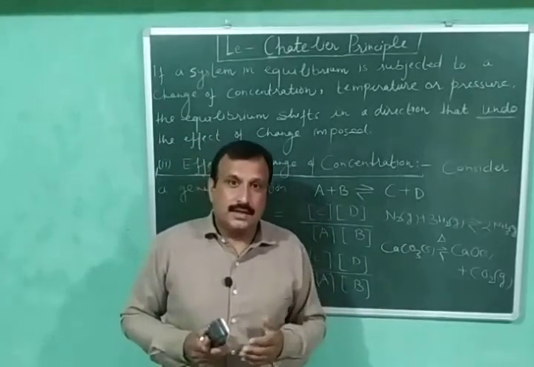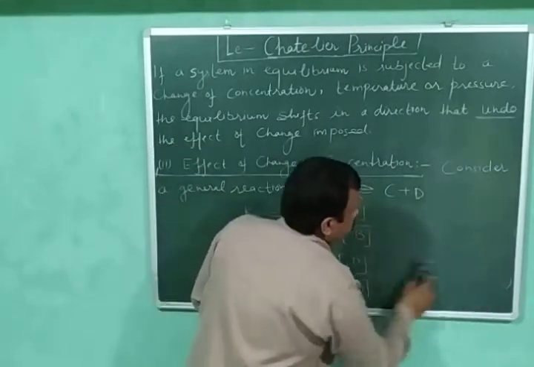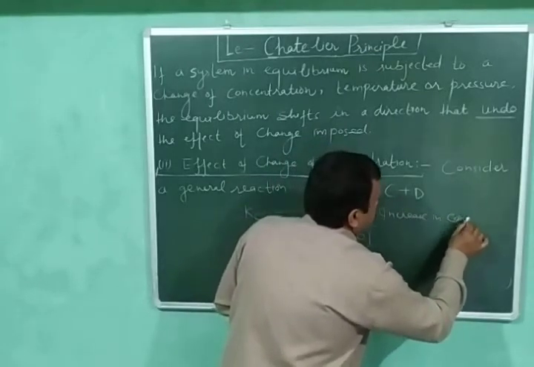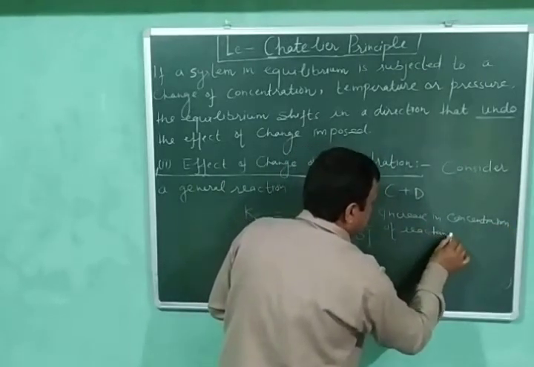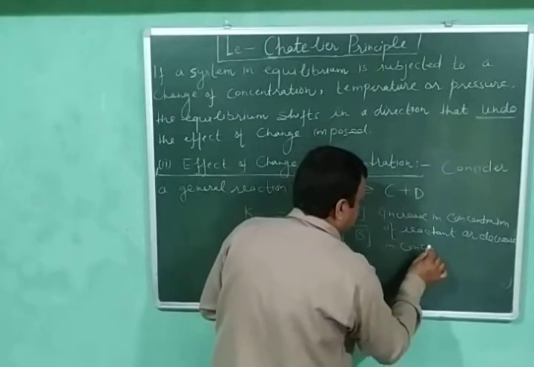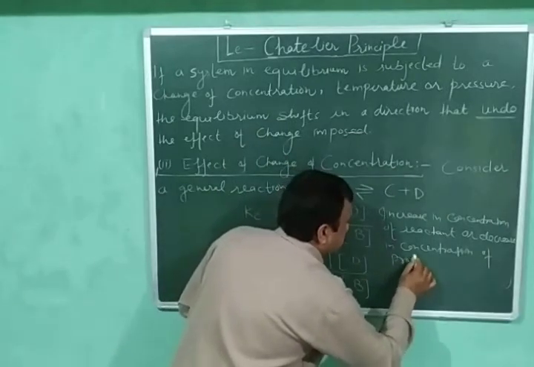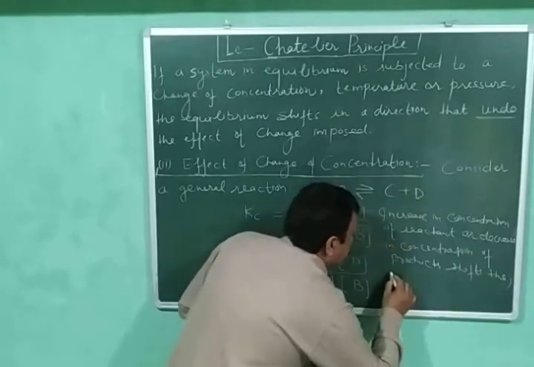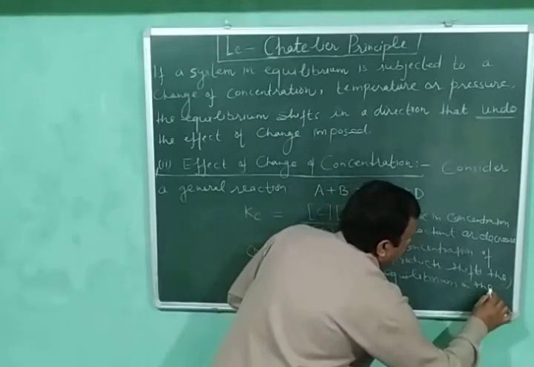So I can say here that increase in the concentration of reactants or decrease in the concentration of products shifts the equilibrium in the forward direction.